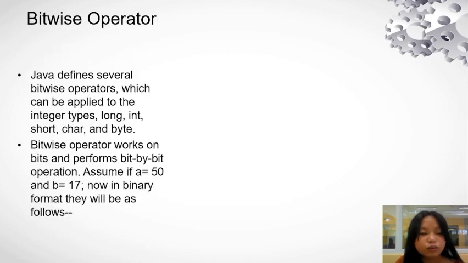So what is bitwise operator? Java defines several bitwise operators which can be applied to the integer types long, int, short, char, and byte. Bitwise operator works on bits and performs bit-by-bit operation. Assume A equals 50 and B equals 17. Now, in binary format, it will be as follows.